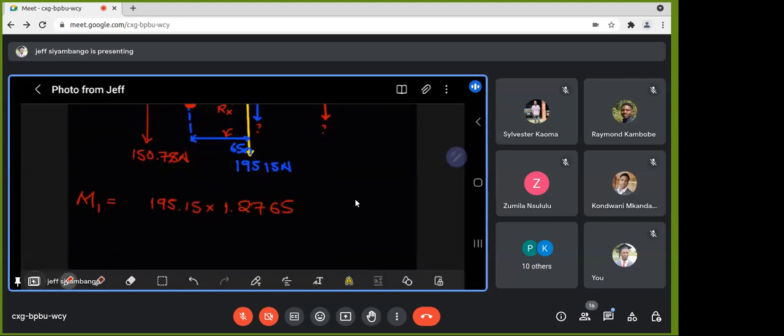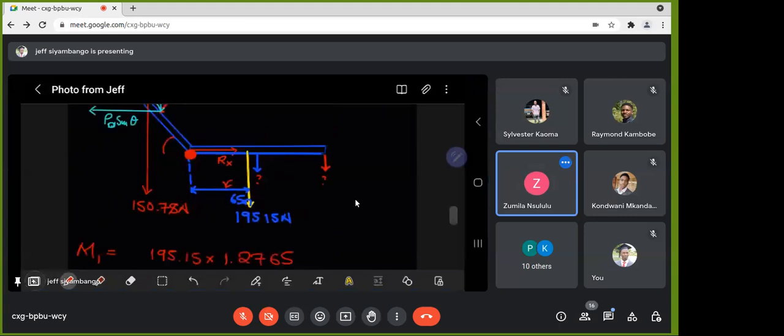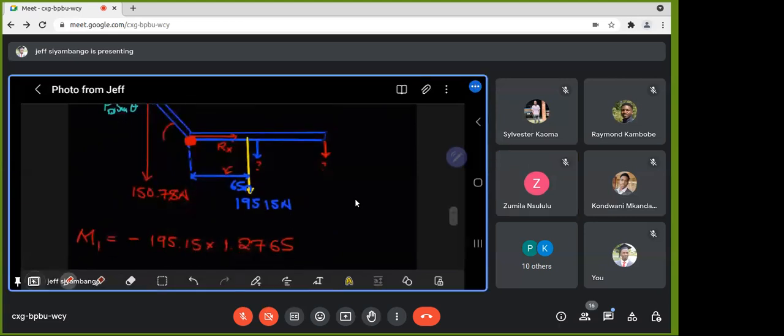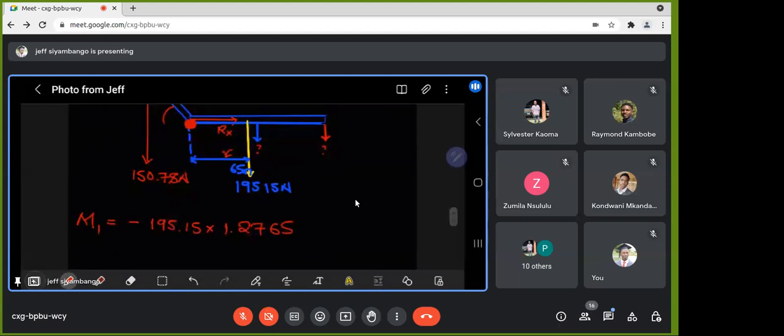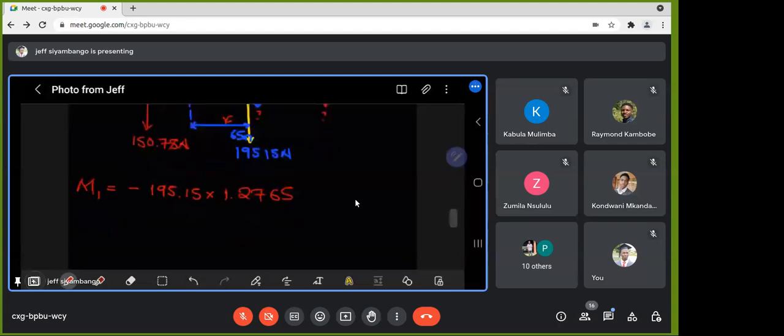If it is clockwise, negative. Anti-clockwise, positive. What do you guys think? Clockwise. So negative. We multiply the distance by 195.15 and we get the moment here as minus 249.1 Newton meter.